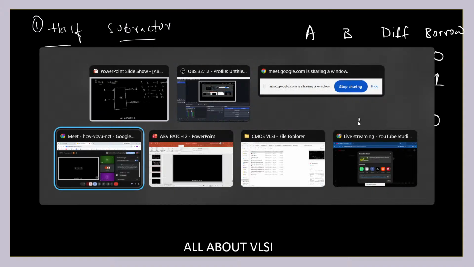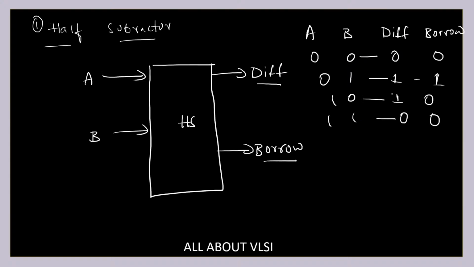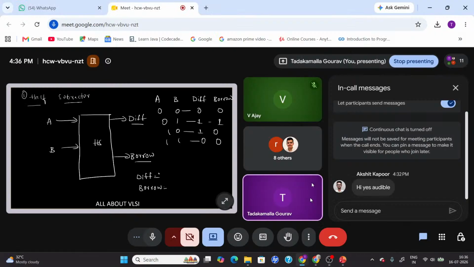Can anyone tell me what the equation for difference is and what the equation for borrow is by looking at the truth table? It's a simple question. By taking the minterms, can anyone tell me the equation for difference and the equation for borrow? Waiting for your answers.